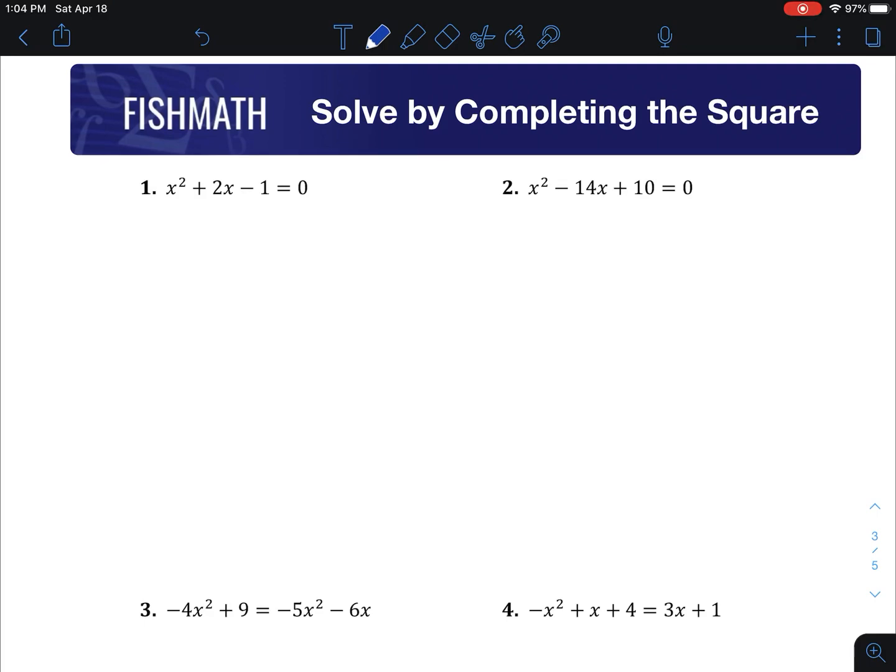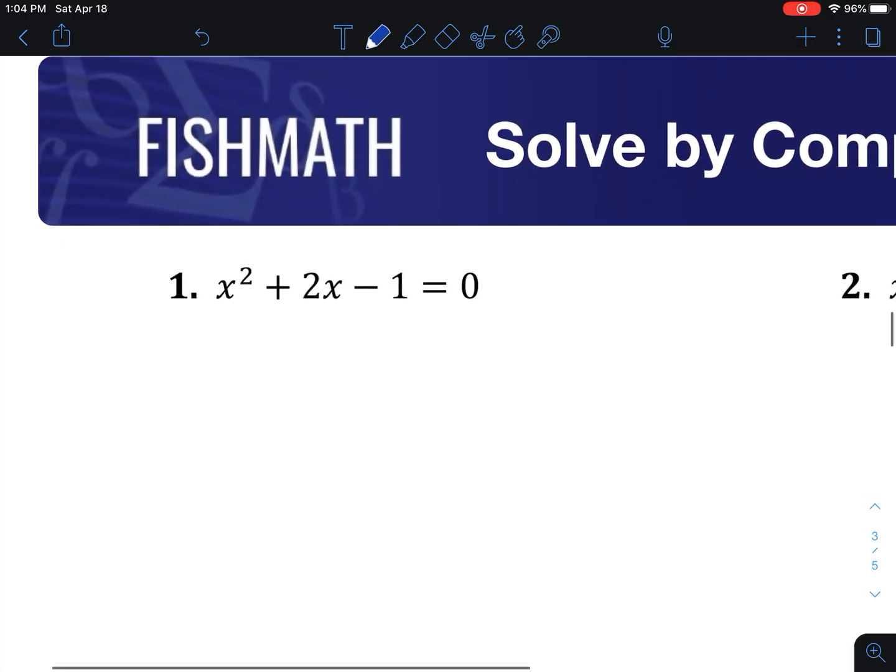What I always suggest for these is to get the quadratic equation equal to 0 first. That usually is the easiest place to start. If you don't already have it equal to 0, get it equal to 0 first. Luckily for the first two, they're already equal to 0. So we can start right with the first one right off the bat here.